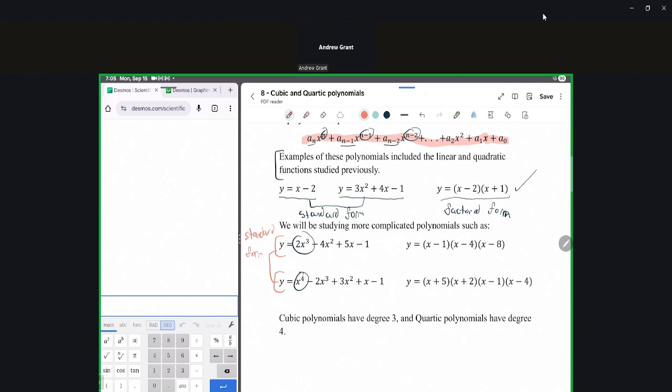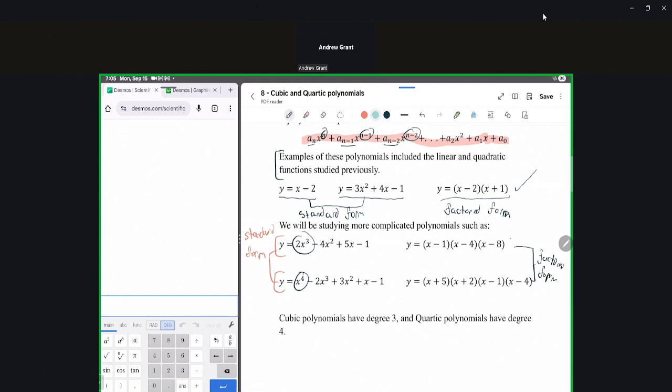This is not particularly useful information in terms of trying to understand them beyond, say, what the leading coefficient is. That's quite helpful. What we're hoping to have a look at are the two on the right: y is equal to, in brackets, x minus 1 times x minus 4 times x minus 8, and y is equal to x plus 5, and so forth. This top one has 3 brackets, and they are both what we call in factored form.